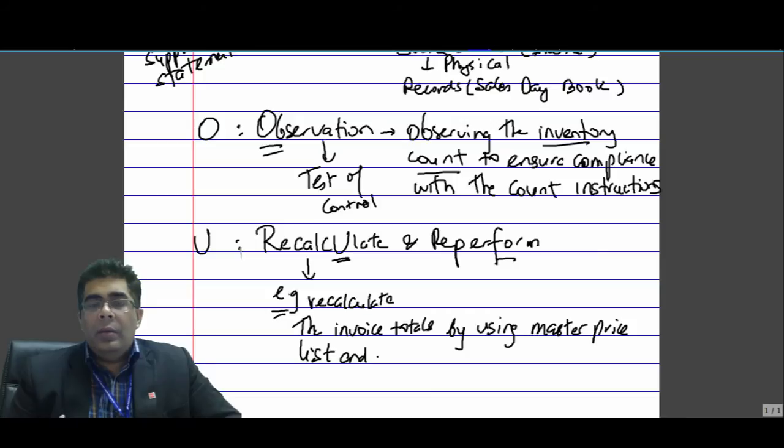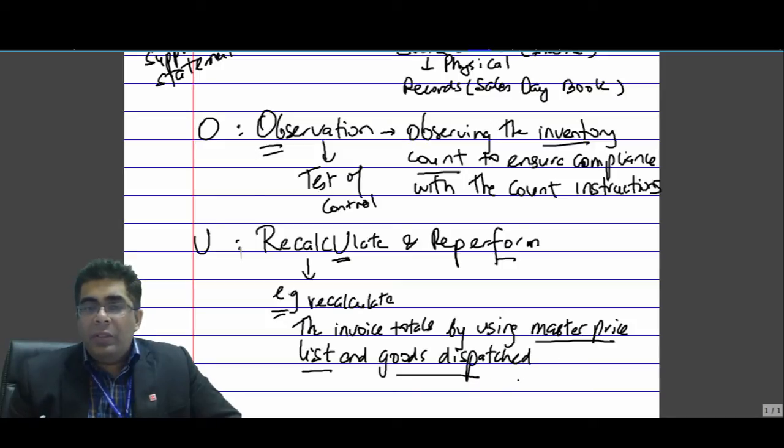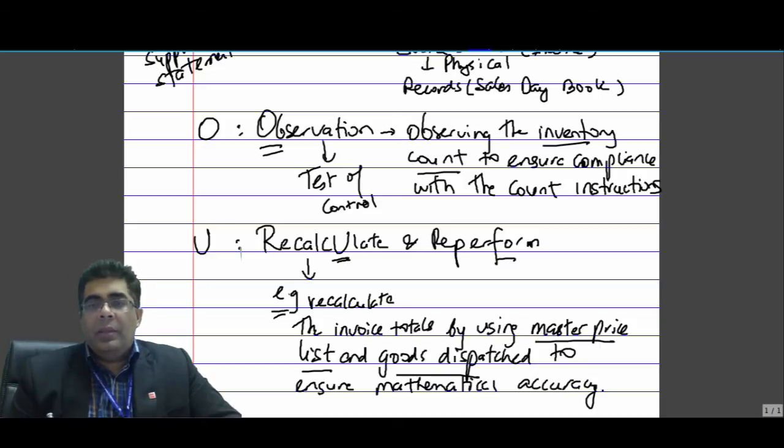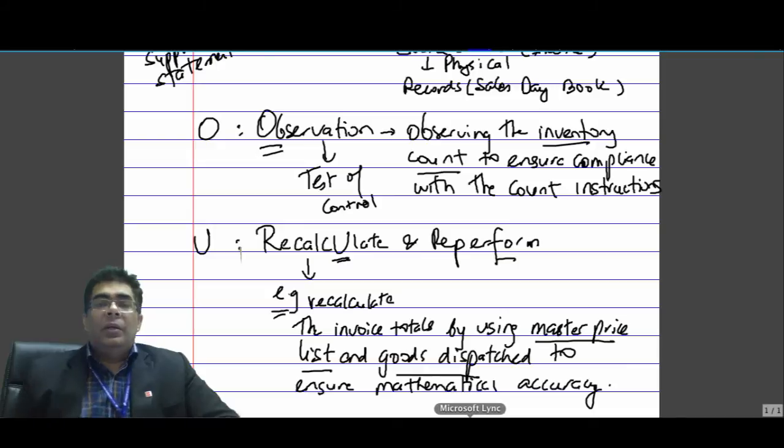And goods dispatched. Yeah, but so I take price list and I multiply that by how many goods dispatched to ensure mathematical accuracy there.